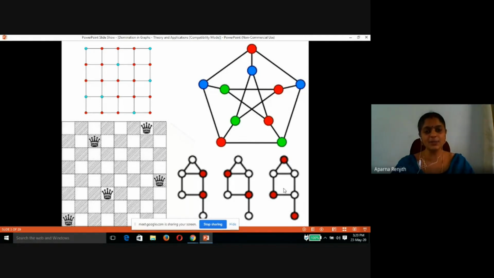So that is the difference between minimal and minimum. Here, this third one is minimal, but not minimum. If the cardinality of a minimal dominating set is exactly the domination number, such sets are called gamma sets.